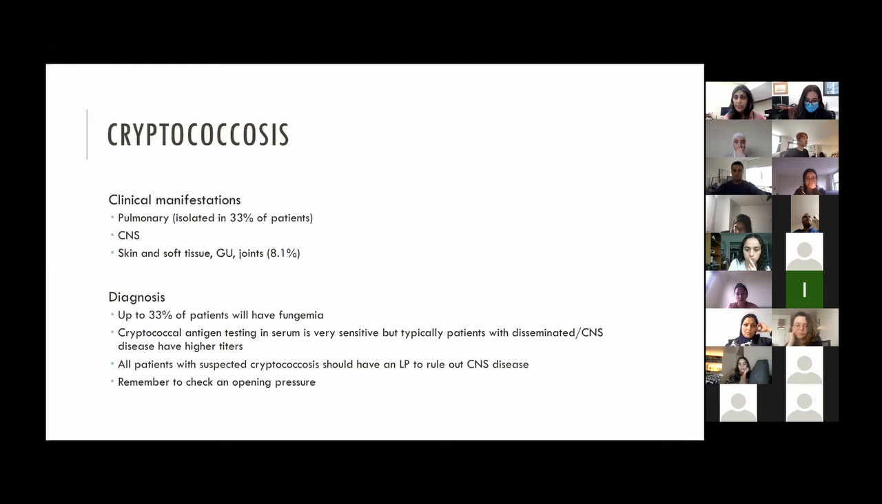So how does Cryptococcus typically present? Many times it can just present as an isolated pneumonia. So sometimes we'll just see cryptococcal pneumonia alone. But because Cryptococcus does have a predilection for the CSF, oftentimes we will see CNS infection or meningitis. And sometimes, rarely, we can also see skin and soft tissue infection. So up to 33% of patients with cryptococcal meningitis will have fungemia. Cryptococcal antigen testing is a very good test for cryptococcal meningitis in particular because it's very sensitive, and patients with cryptococcal meningitis will have a positive cryptococcal test.